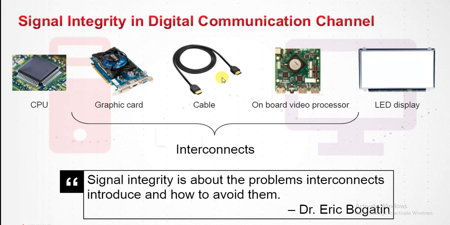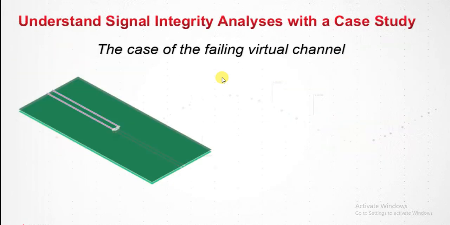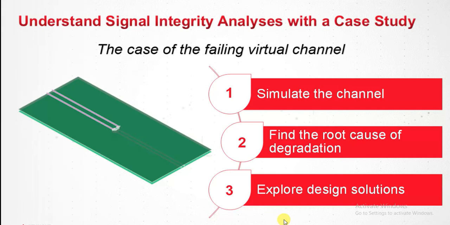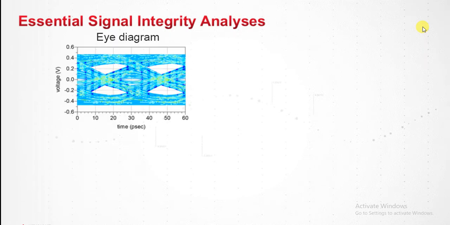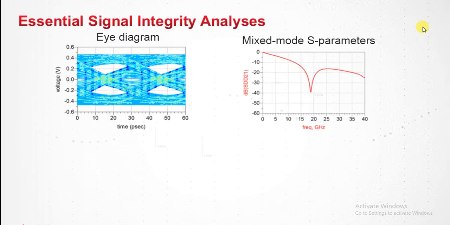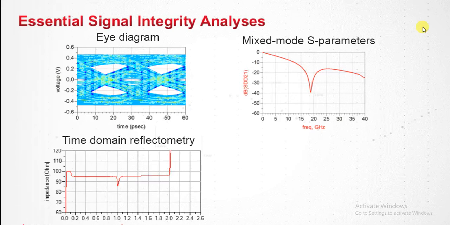To do that, we'll learn signal integrity through a case study, the case of a failing channel. We will apply the three-step approach to solve this problem. We simulate the channel first, we find the root cause of degradation, and finally we explore design solutions. In the process, we will learn the essential signal integrity analyses, such as eye diagram, mixed mode S parameters, time domain reflectometry, and single pulse response.